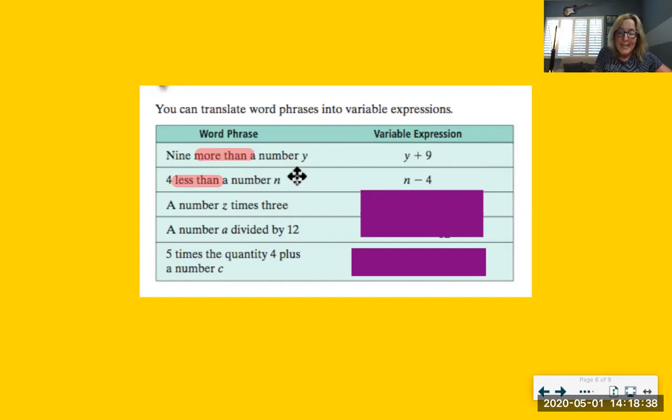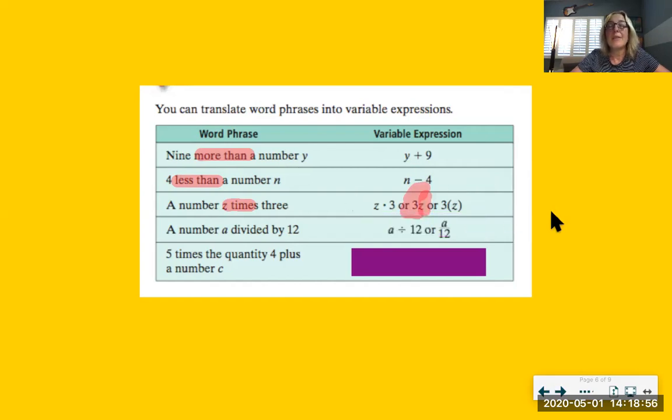So a number z times 3, that's clearly going to be a multiplication problem. Now, they show different ways to write that. We're only going to use one, and that's the center one. 3z is the correct way to write that. Okay, a number a divided by 12, clearly that's a division problem, but again, we are going to write it that way. Do not use that division symbol.